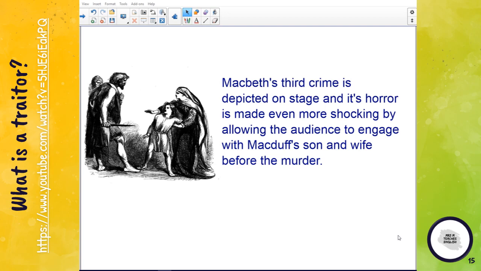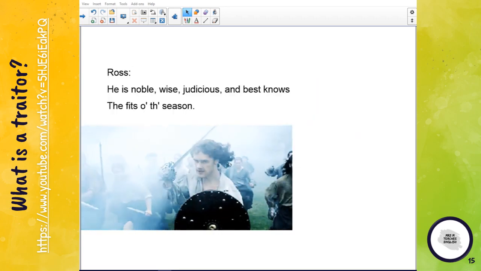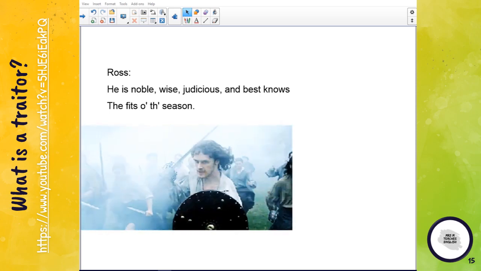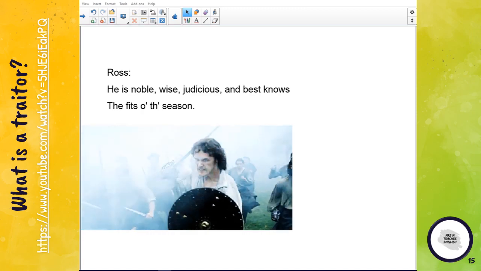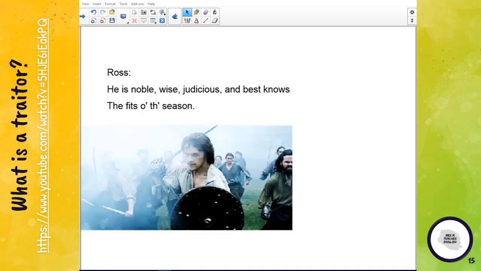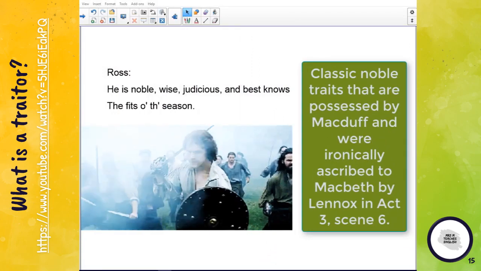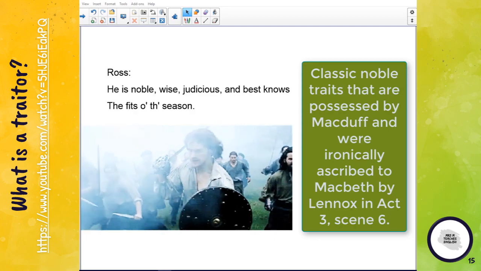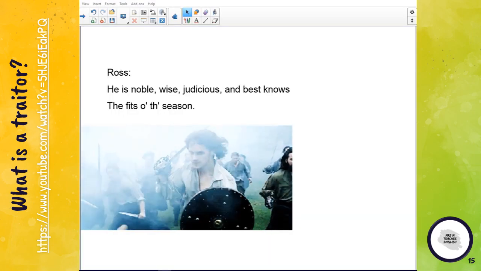We get a sense of their feelings, we get a sense of their characters, and therefore we feel more when they're murdered. Lady Macduff criticises her husband to Ross, saying that he's essentially abandoned her, his babies, his mansion, his titles, to disappear off to England. But Ross defends Macduff. He says he is noble, wise, judicious, and best knows the fits of the season. In other words, he understands the vagaries of what's going on in Scotland at this time, so there must be a reason why he's departed from his castle.